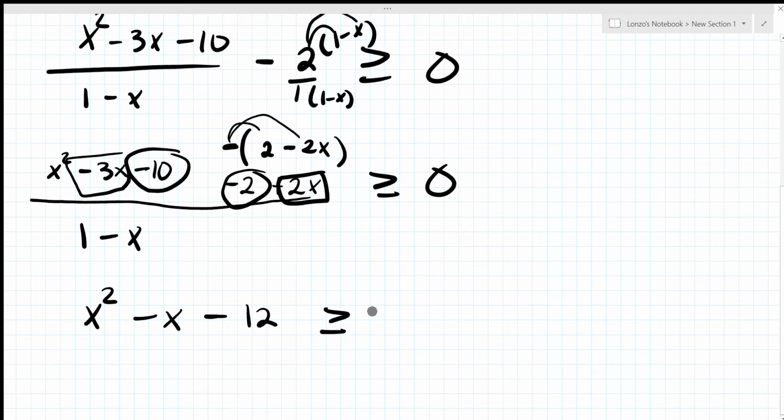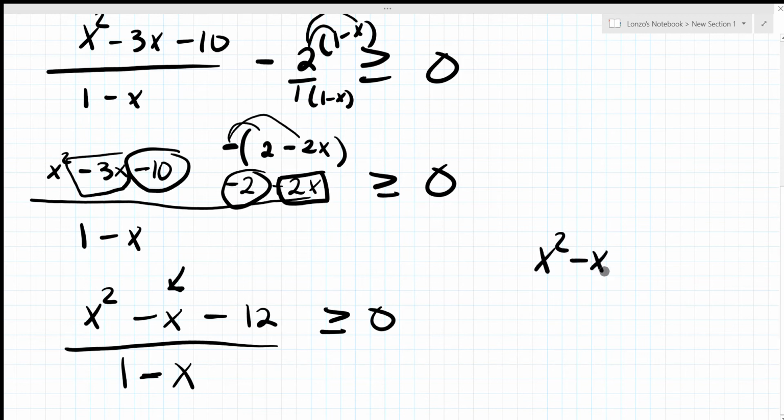Greater than or equal to 0. And then don't forget the denominator. Okay, so now we've got to find our zeros. We have two parts, the numerator and the denominator, and these are all going to be our zeros. Let's figure out the zeros for our numerator. To do that, you set the numerator to 0, right? x squared minus x minus 12 equals 0.